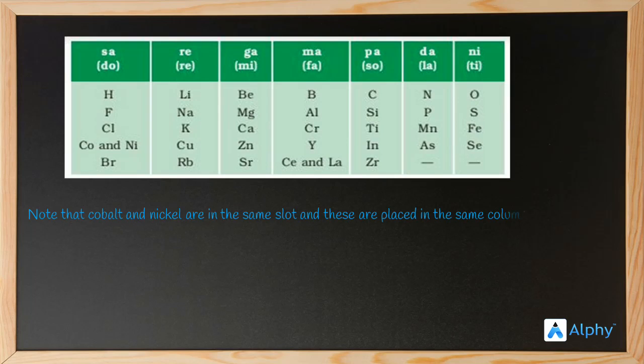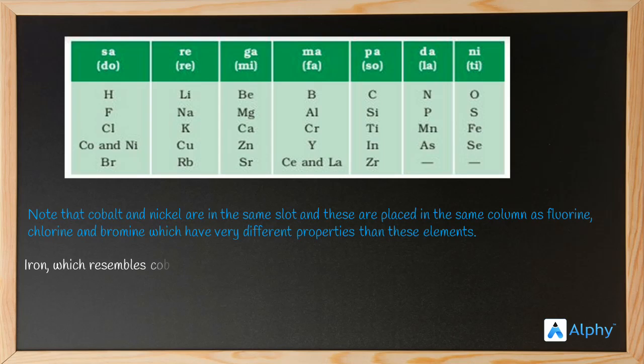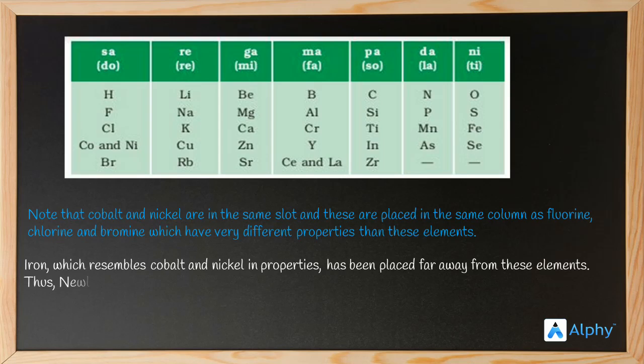Note that cobalt and nickel are in the same slot. Like we said, they are placed in the same column as fluorine, chlorine, bromine, which have very different properties. Now, what about the iron? The iron, which resembles cobalt and nickel in properties, has been placed far away. They were supposed to be close, right? Yes, and that is a limitation.